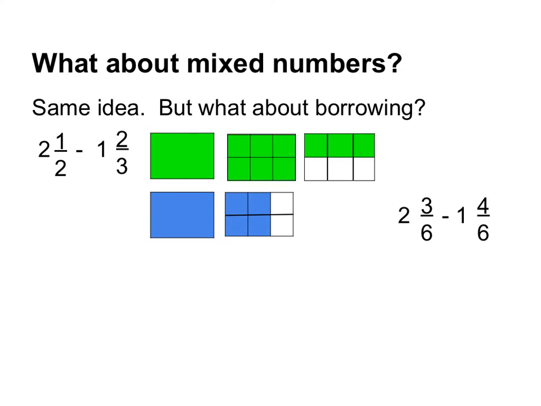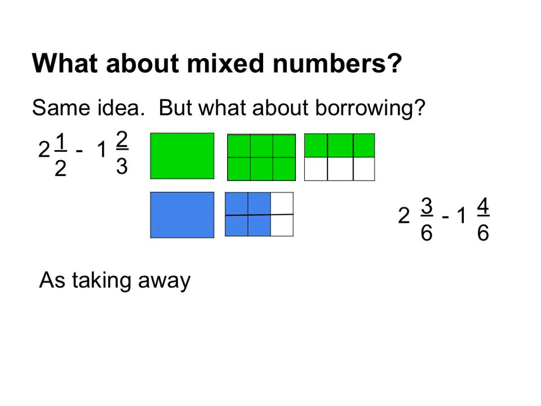So what am I going to do? I'm going to break that whole into little boxes. So that's my borrowing, although in my picture, I'm not borrowing anything. I'm just taking a whole and breaking it up into sixths. Why sixths? Well, the other ones were broken into sixths, so let's keep it sixths.